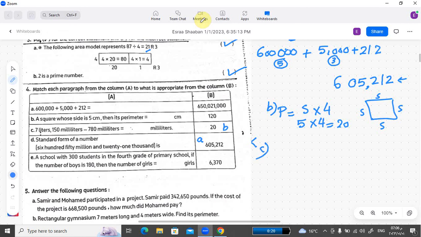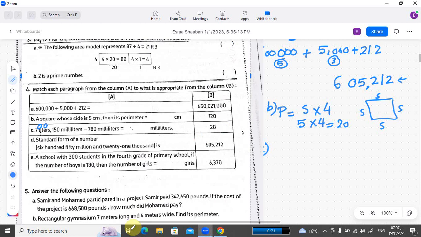Letter C. 7 liters and 150 milliliters minus 780 milliliters. I can't subtract liters from milliliters. So here we have a comma. Comma means a plus. When I need to compose both numbers, 7 liters will be 7,000 milliliters.